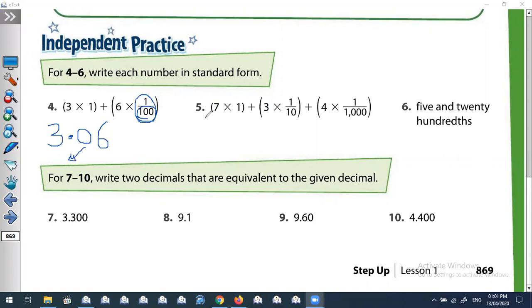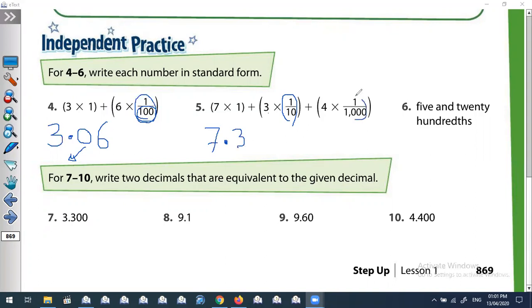Here, number 5. 7 times 1 means 7 ones. So you have to write 7 in ones. 3 times 1 over 10 means 3 in tenths. So we have to put the decimal point. Tenth is the first number to the right of the decimal point.